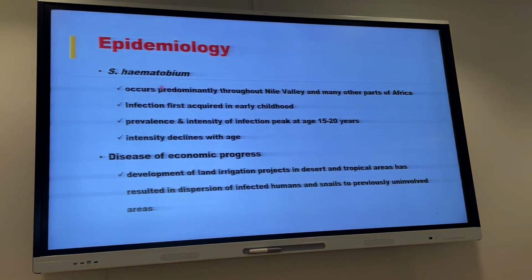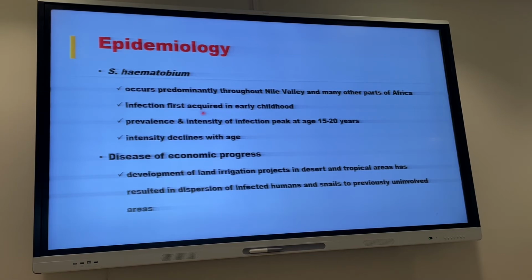Now, in terms of epidemiology, Schistosoma hematobium occurs predominantly through the Nile Valley and many other parts of Africa. Again, I've told you what determines the prevalence of the parasite is the suitability of the environment in terms of temperature and moisture, and the presence of the intermediate snail host. So the snail hosts are well adapted to these regions of the world.